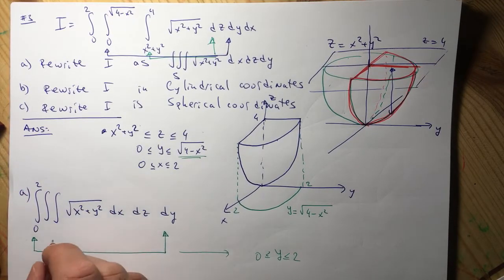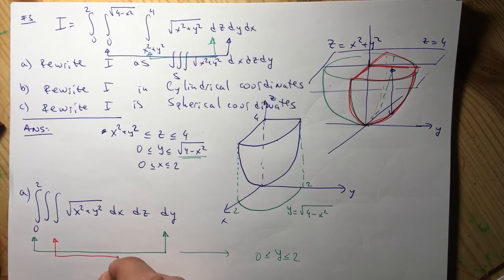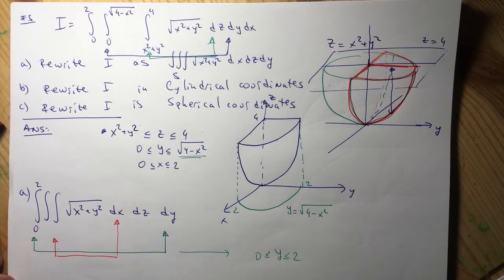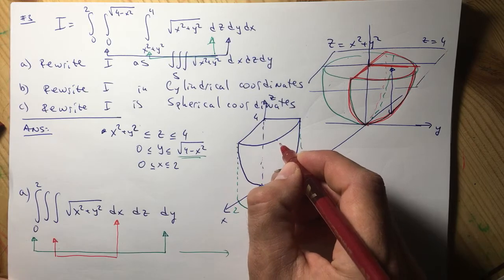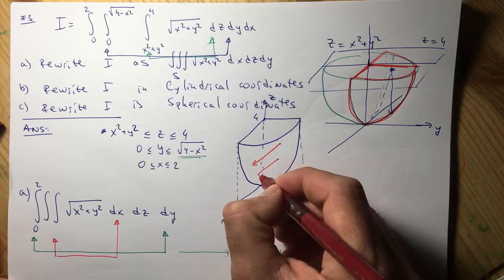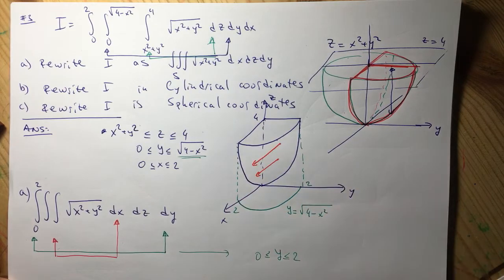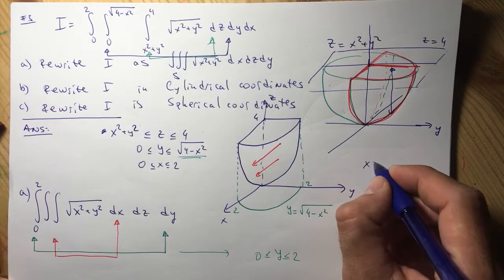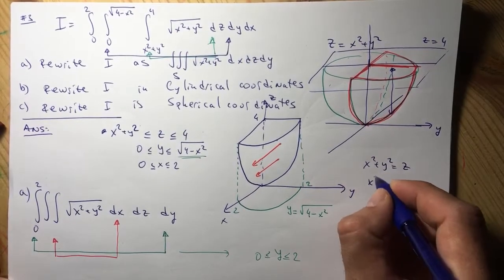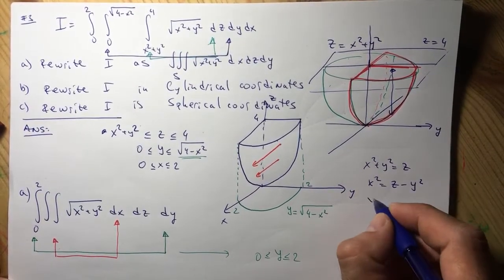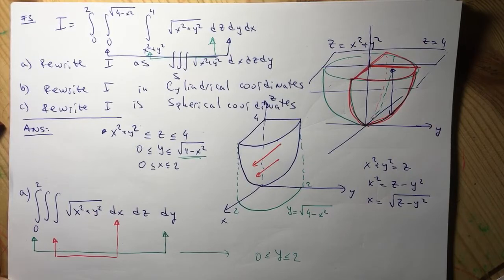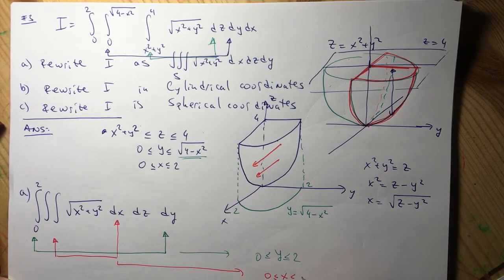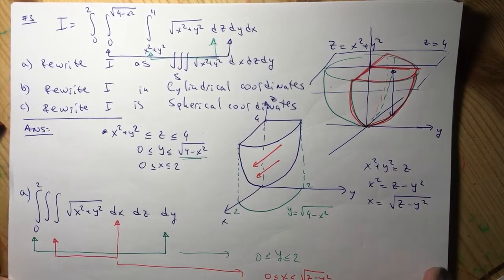What about x? x is bounded by, well, the smallest value of x is 0, but let's see where it goes. It goes from here, right? And the biggest value that it gets is basically the paraboloid. The formula for the paraboloid is x squared plus y squared is equal to z. x squared is equal to z minus y squared. Only x is equal to positive, because we are having only positive values of z minus y squared. So from here, x is bounded between 0 and square root of z minus y squared.